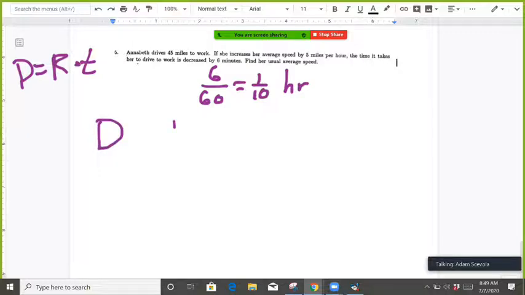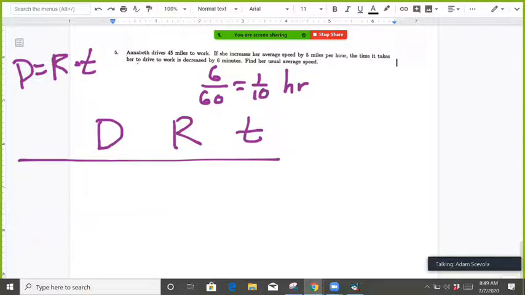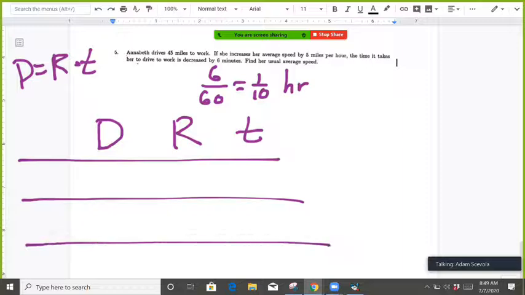So the tables always go distance, rate, and time, and then we have two different rates that we're relating. Alright, now the rates that we're going to be relating, well, let's read it. Annabeth drives 45 miles to work. If she increases her average speed by 5 miles an hour, the time it takes her to drive to work is decreased by 6 minutes. So find her usual average speed. So we'll make one row like her usual commute to work, and then the other one like her fast one, where she speeds up.